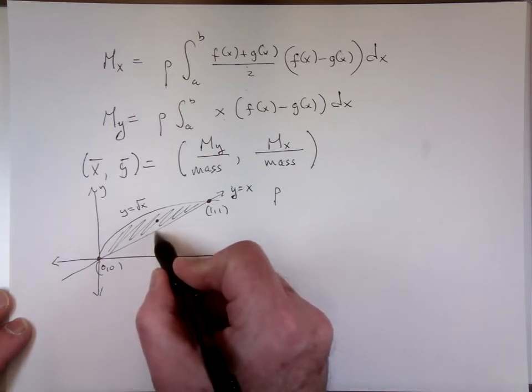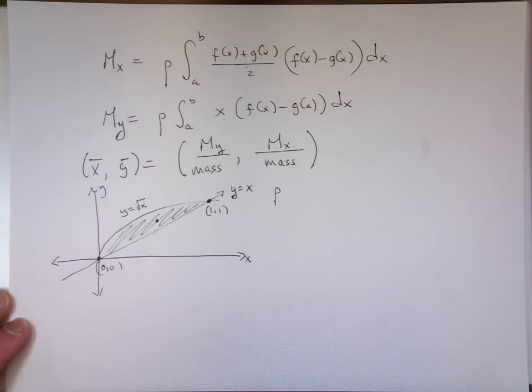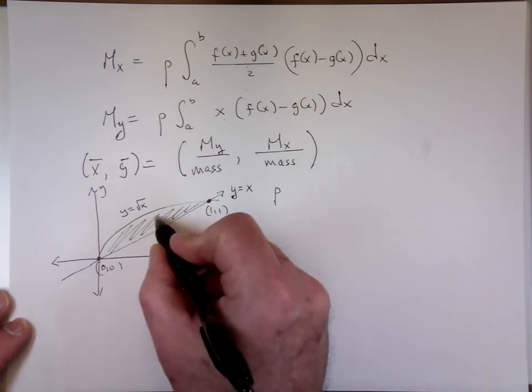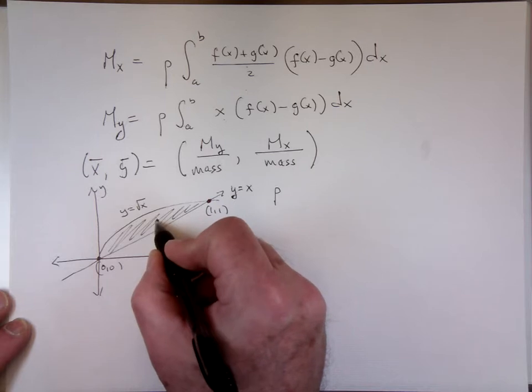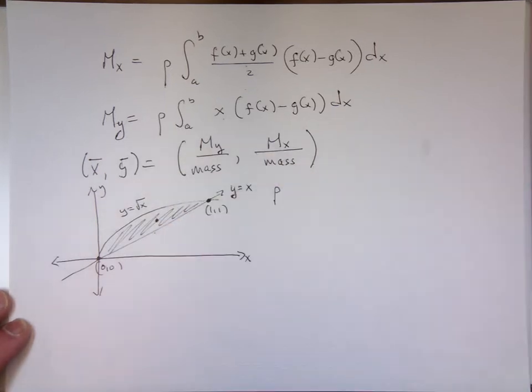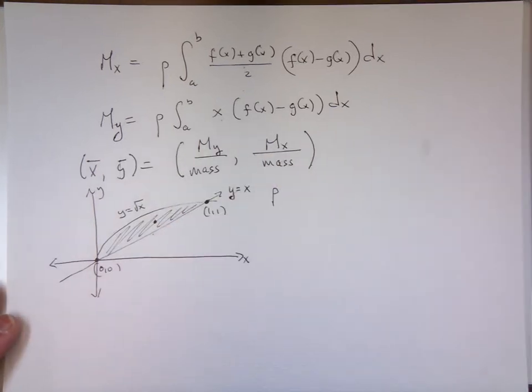But it's going to be greater than 1/2. It's going to be above this line, certainly. So it's going to be up here somewhere. That's what we should find. That's where it would balance on the head of a pin, right there. That's where you can consider all the weight of that lamina concentrated at that single point. Okay, let's do it. First of all, let's find the mass.